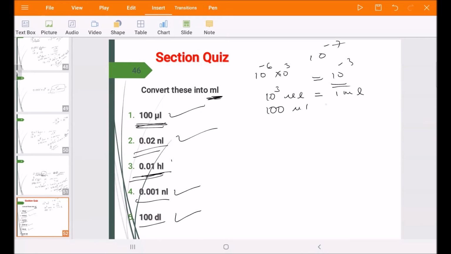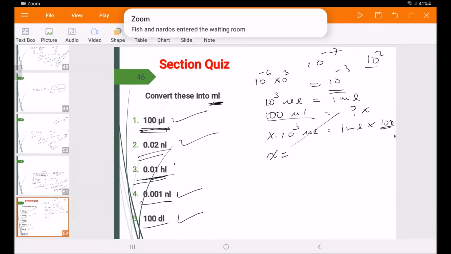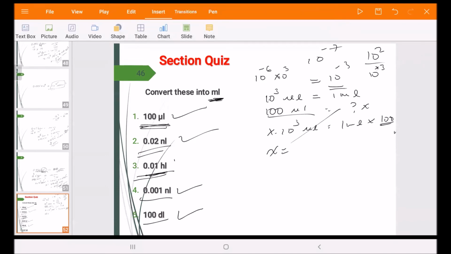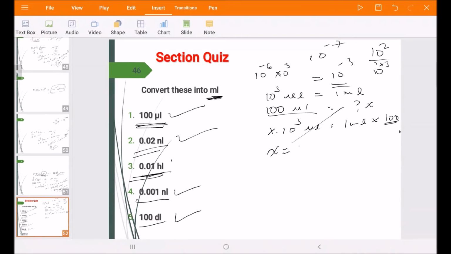100 microliter is equivalent to x. So, x times 10 to the power of 3 microliter is equal to 1 milliliter times 100 microliter. Microliter cancels. To obtain the value of x, I have to divide both sides by 10 to the power of 3. So 10 to the power of 2 over 10 to the power of 3 is 10 to the power of minus 1 milliliter.